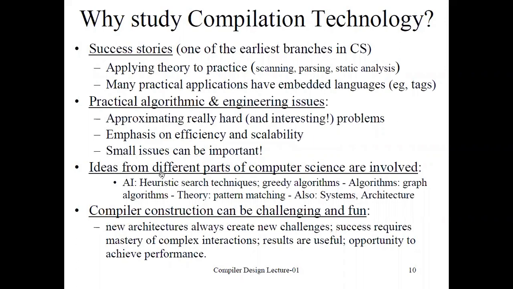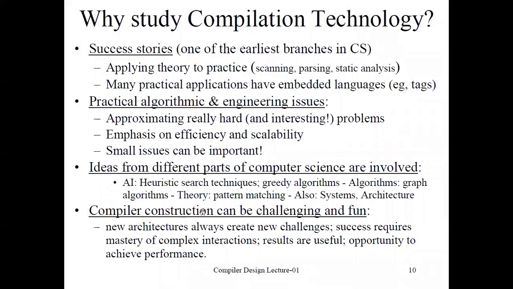Then the third impact: ideas from different parts of computer science are involved. One of the emerging areas we are seeing every day is artificial intelligence. Various techniques are used, that is search techniques, heuristic search techniques, then some algorithms, greedy algorithms, graph algorithms, then some theory concepts like pattern matching, and also systems architecture. These are all concepts of AI. So in all these areas, the concept of compilation technology is used.